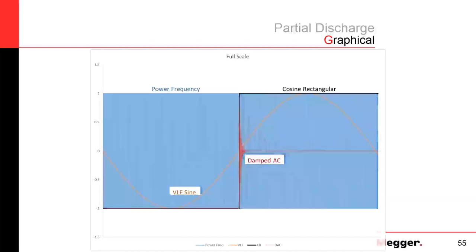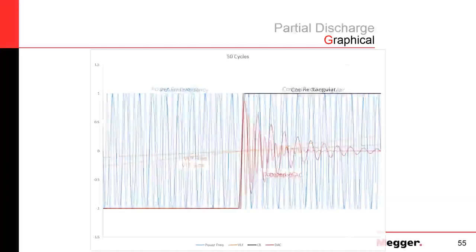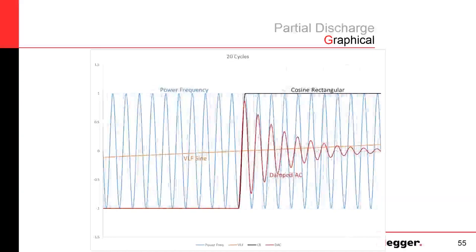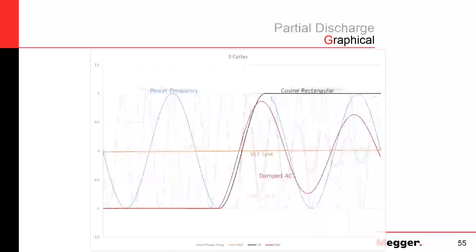So I promise you we get back to this picture here, and I'm just going to start zooming in. You remember this is one cycle of VLS sine, one damped AC shot, one cycle of cosine rectangular, and 600 cycles of power frequency. I'll start zooming in here.